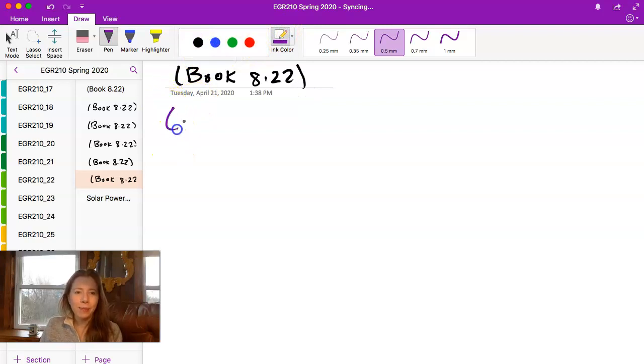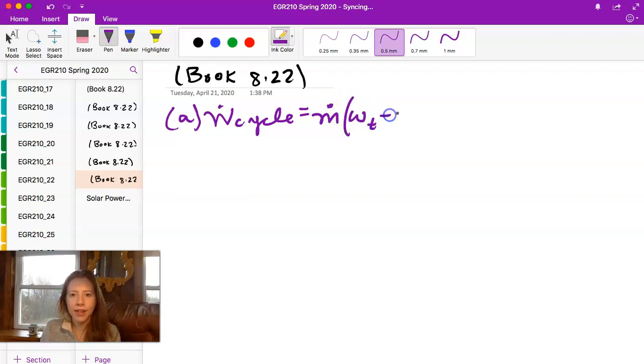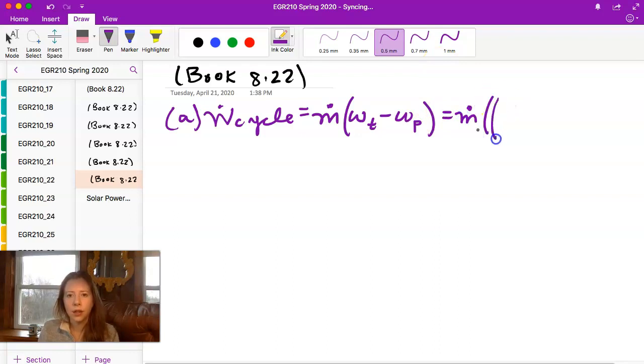All right, so for A, we're looking for W dot cycle, which is going to be equal to M dot times WT minus WP. And just note, these are lowercase, so they're on a mass basis. So the units in here would be kilojoules per kilogram, whereas the mass is mass flow rate, which is kilograms per second. And so that will ultimately give us kilowatts or kilojoules per second. Okay. And so W dot cycle is equal to M dot, then WT can be found from H1 minus H2, and WP is H4 minus H3.